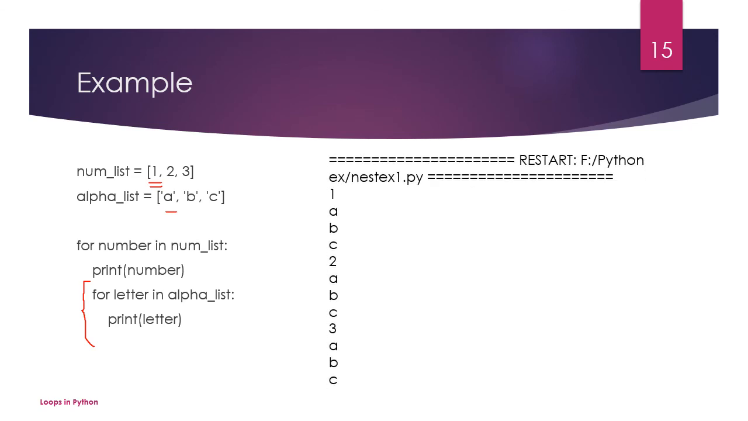Initially 1 is displayed, then the contents of alpha list A, B, C are displayed, since the inner loop is executing until all its elements are iterated once. Once all the elements in the inner loop are executed, the execution or control goes back to the outer for loop, where number is again assigned the content 2 and the number 2 is displayed. Now the inner loop again begins its execution with the first element in the alpha list and the three alphabets A, B, C are displayed.